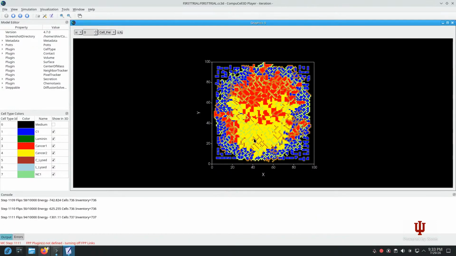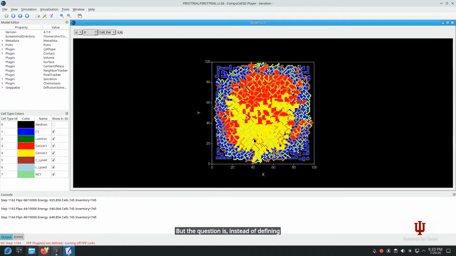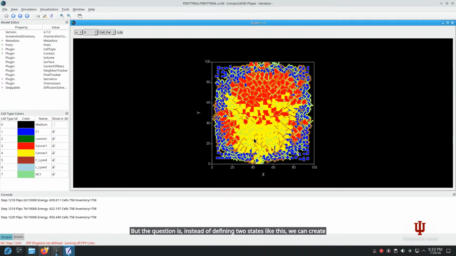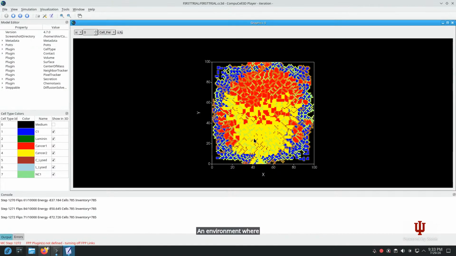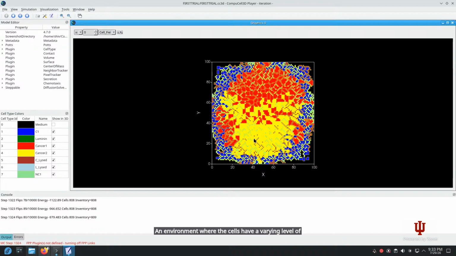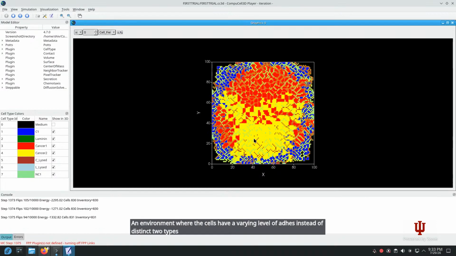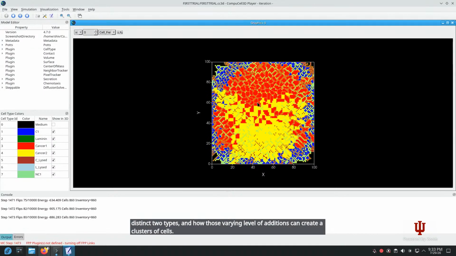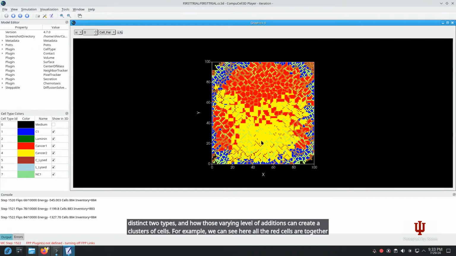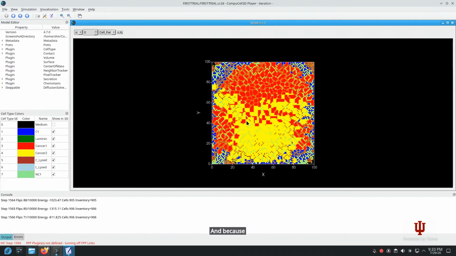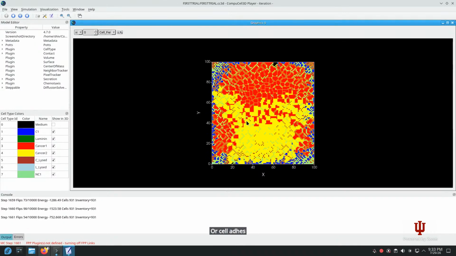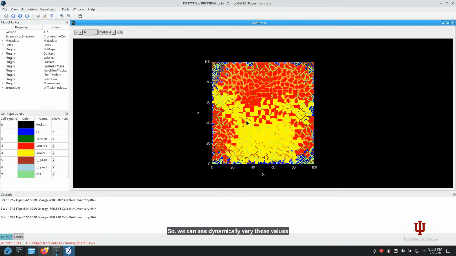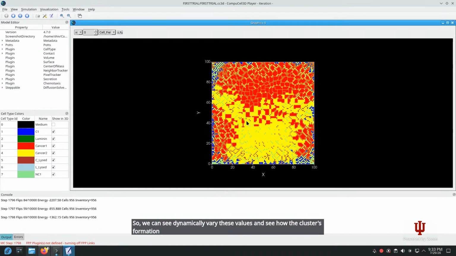But the question is, instead of defining two states like this, we can create an environment where the cells have a varying level of adhesion instead of two distinct types, and how those varying levels of adhesion can create clusters of cells. For example, we can see here all the red cells are together and all the yellow cells are together, because they have more cell adhesion among themselves than inter-niche adhesion. So we can dynamically vary these values and see how cluster formation takes place and what results we observe.